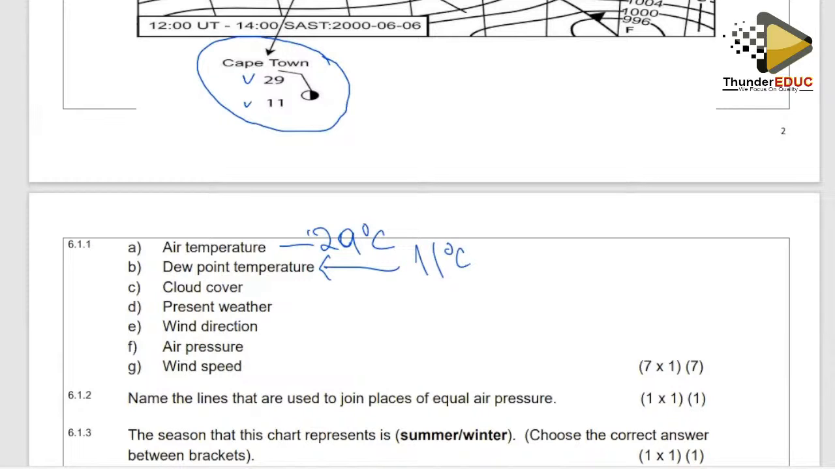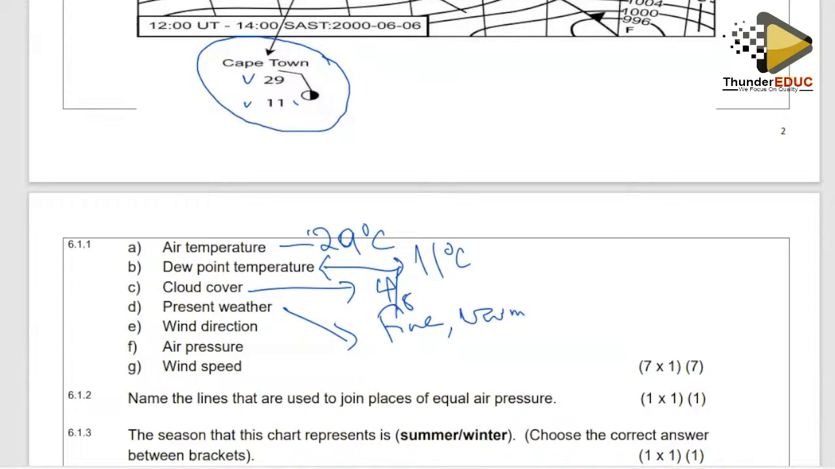Then if we check on cloud cover, we find it in the circle here. The shaded part of the circle is indicating the cloud cover. So our cloud cover is 4/8. And the present weather, what kind of weather is that one? We have a maximum temperature of 29, minimum temperature of 11, cloud cover of half. What kind of weather do we have there? Basically, the weather is fine. Yes, it's a fine weather, it's a warm weather.